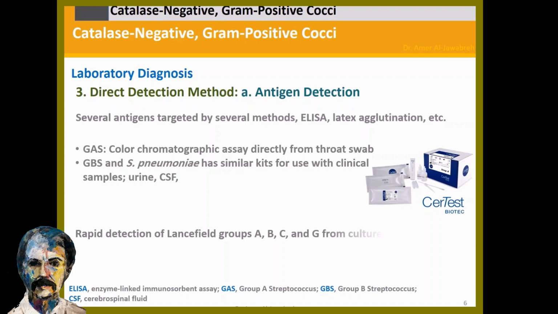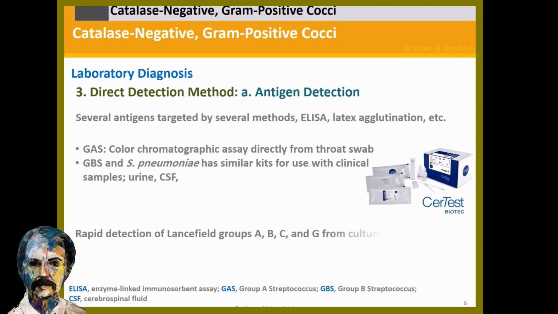If positive, you can stop and report results as group A Streptococci. Group B and S. pneumoniae have similar kits for use with clinical samples such as urine and CSF. So there are kits for group A, for group B, and for pneumoniae. You just take it and apply the test on the clinical sample directly, whether it's urine, throat swab, or even CSF. This is just to save time and effort and money, more economic.